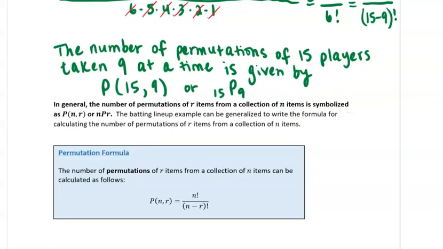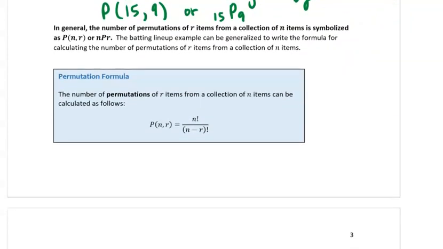In general, the number of permutations of R items from a collection of N items is symbolized as P and then in parentheses N comma R, or NPR. The batting lineup example that we just completed, we just generalized it to write a formula for calculating permutations. This brings us to the permutation formula. The number of permutations of R items from a collection of N items can be calculated as follows: N factorial divided by the quantity N minus R factorial.